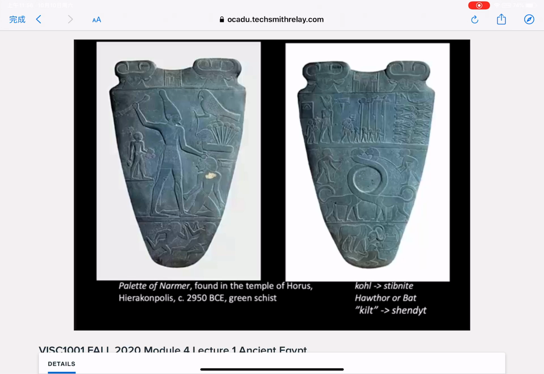The office of pharaoh or king of Egypt is sustained for thousands of years, descending from Narmer.